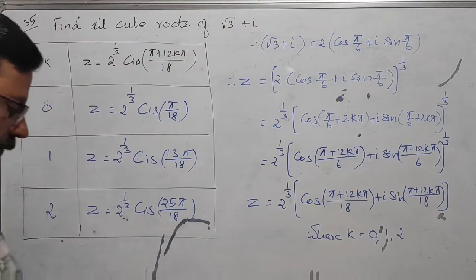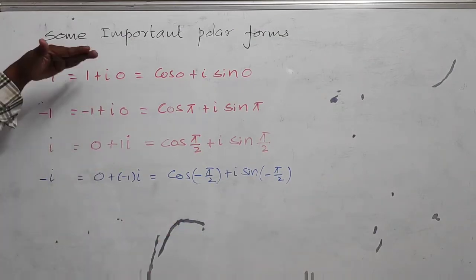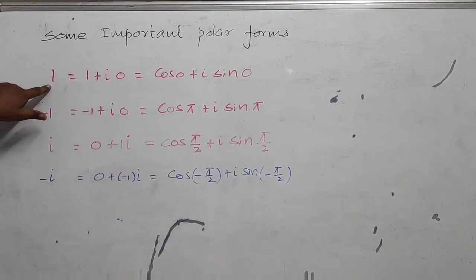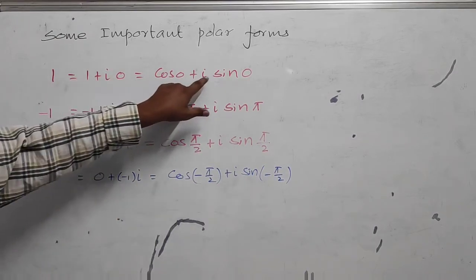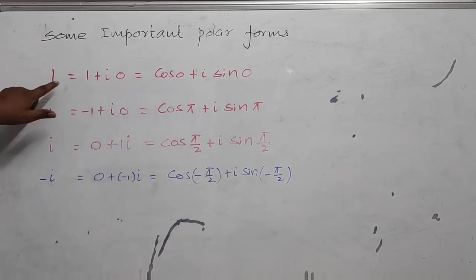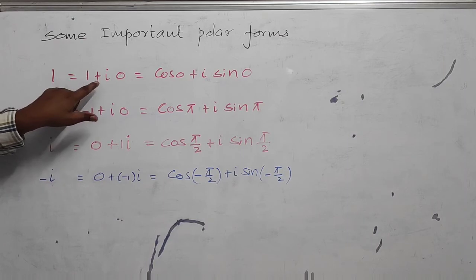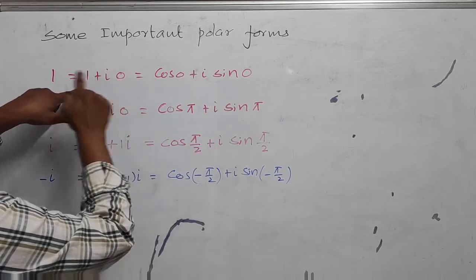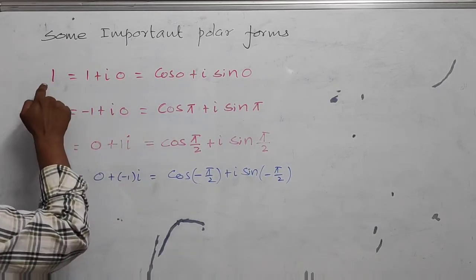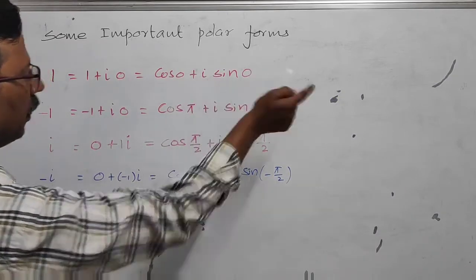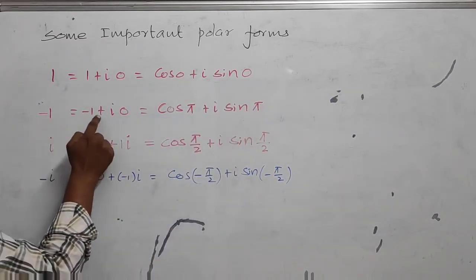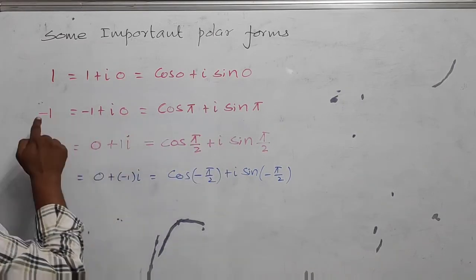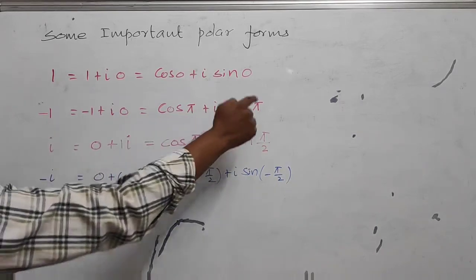That's all. Before seeing the next problem, it is better to remember these important polar forms. See here, this 1 can be written in polar form as cos 0 plus i sin 0, because 1 can be written in the rectangular form as 1 plus i 0. Here cos 0 equal to 1, sin 0 equal to 0. Therefore, the corresponding polar form of the complex number 1 is cos 0 plus i sin 0. Similarly, minus 1 can be written as minus 1 plus i 0, meaning cos pi value is minus 1, sin pi value is 0. Therefore, the polar form of minus 1 is cos pi plus i sin pi.